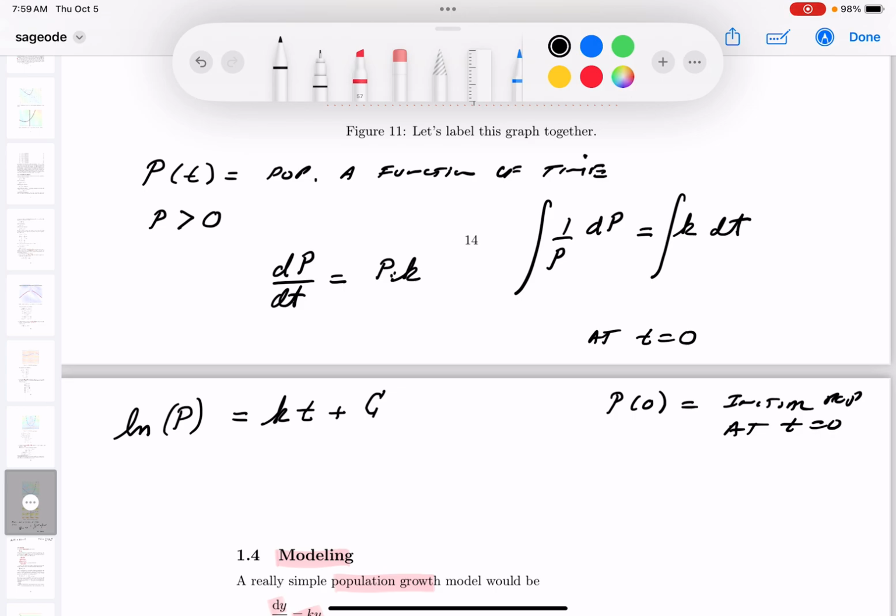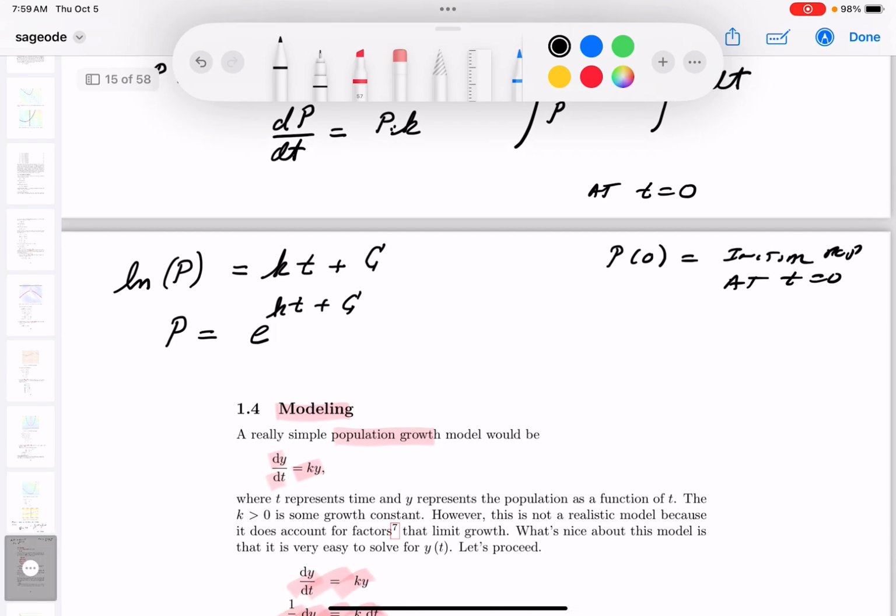All right, let's go through this now. I'm going to write this over here. Again, the C is a little confusing at this point. So what do you get over here? I'm going to solve for P. You get P equals e to the kt plus C. I want to keep going and simplify this a little bit. I'm going to say P equals e to the kt times e to the C. Now I notice that e to the C will be another constant.